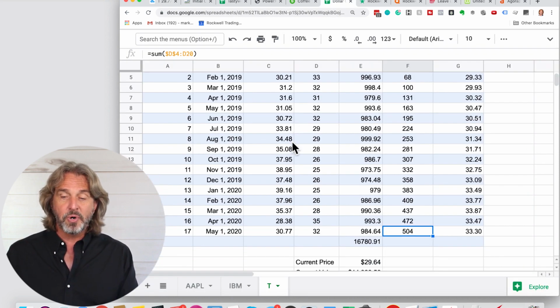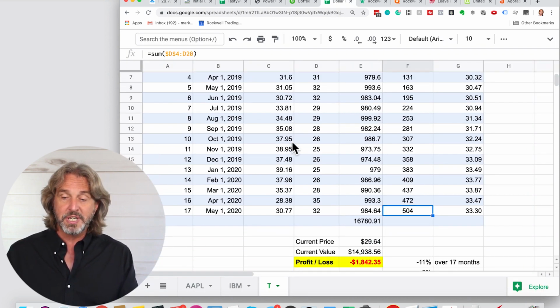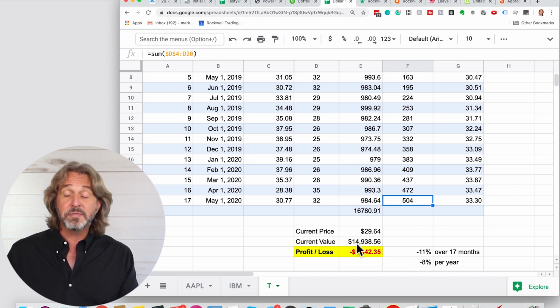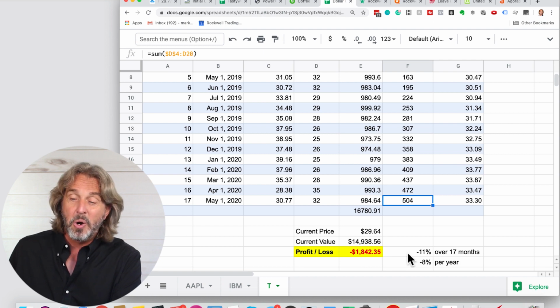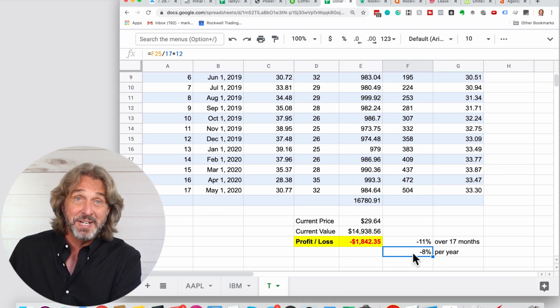If we look at the current price of $29.64, the current value is almost $15,000. We did invest almost $17,000, so we are sitting at a loss of $1,842. This is 11% down over 17 months or 8% down over the past year. So what does this mean?